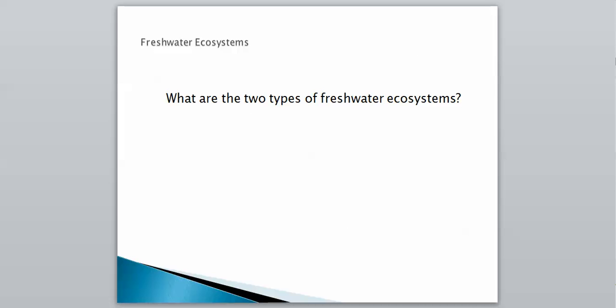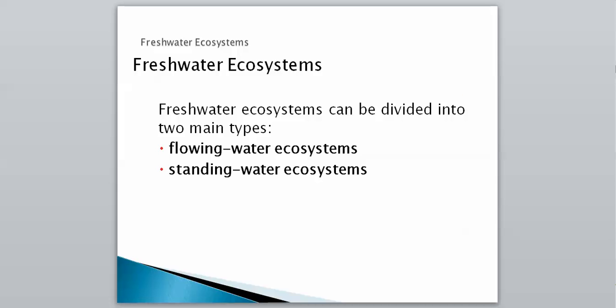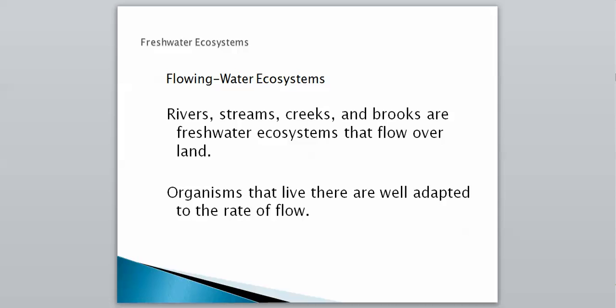And so we're going to look at the two types of freshwater ecosystems. They're going to have differences in all those different abiotic factors that we just mentioned. So our freshwater ecosystems are divided into two types. They have flowing water ecosystems and standing water ecosystems. And so the first one we're going to look at is the flowing water. So rivers, streams, creeks, and brooks are freshwater ecosystems that flow over land.